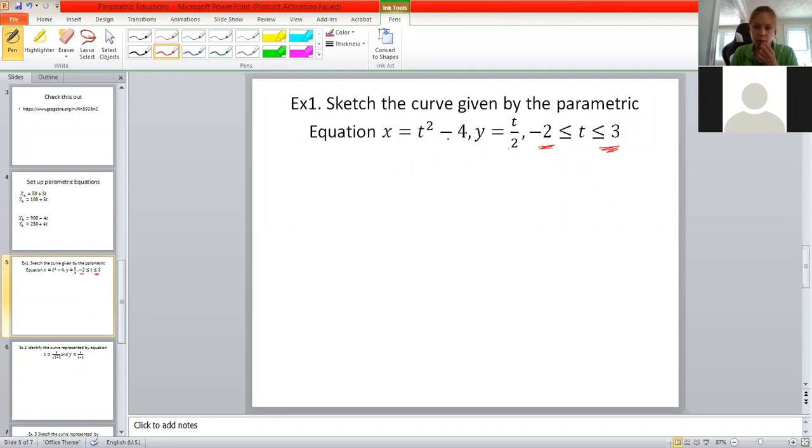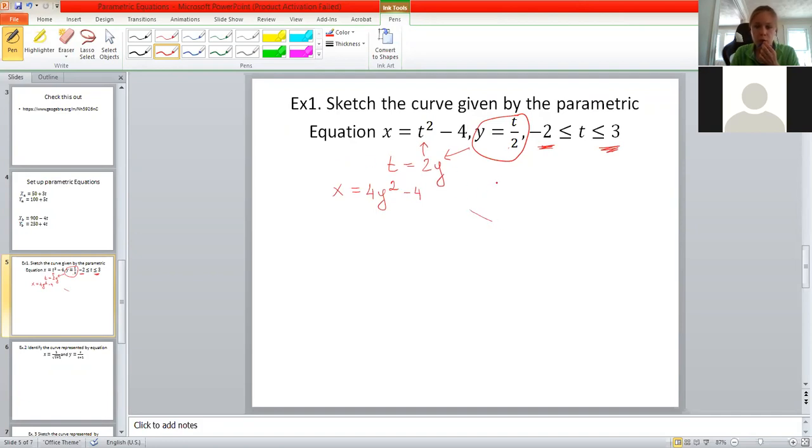Okay, let me see. I think the easiest would be to express time from this equation. And if I'm too fast, please just stop me. You can also write me privately in the chat and I will slow down. From this equation, let me express t. t equals 2y. And I will plug it back into this equation. x equals t squared, 4y squared, minus 4.